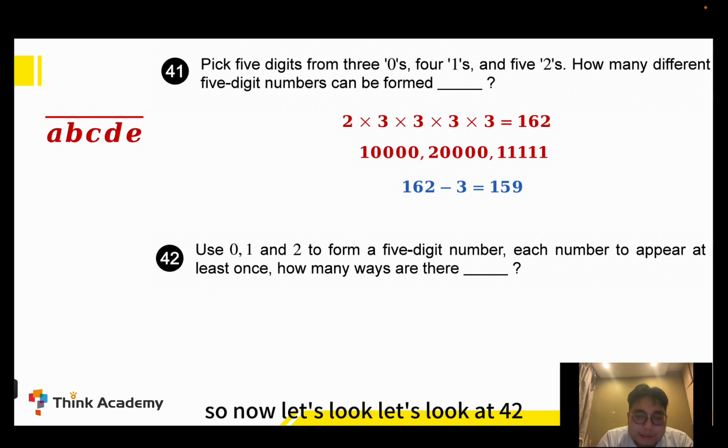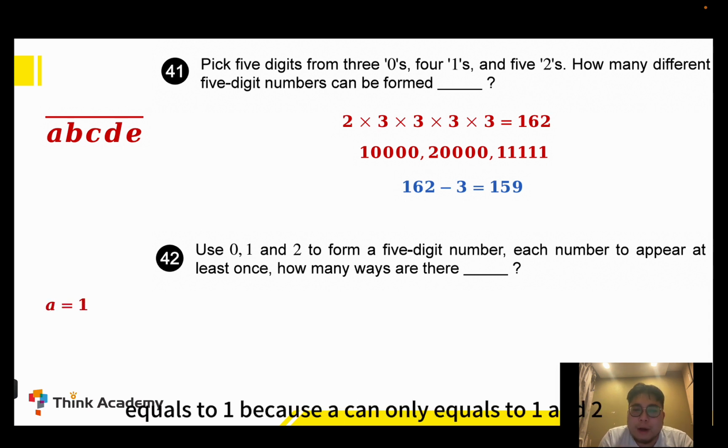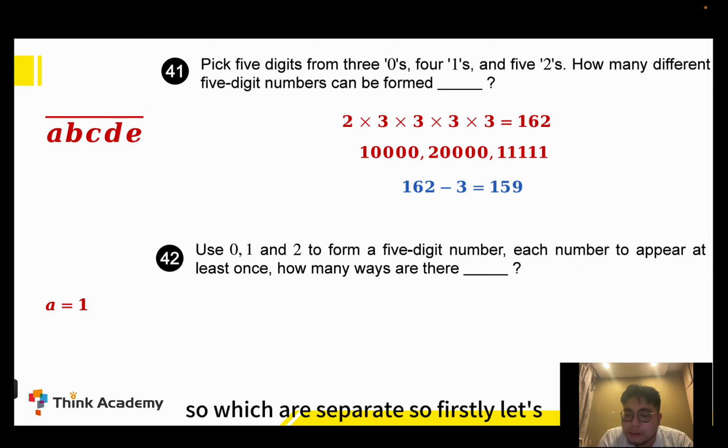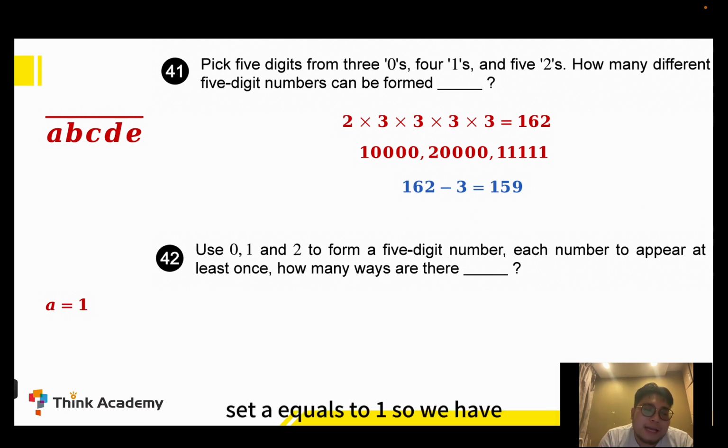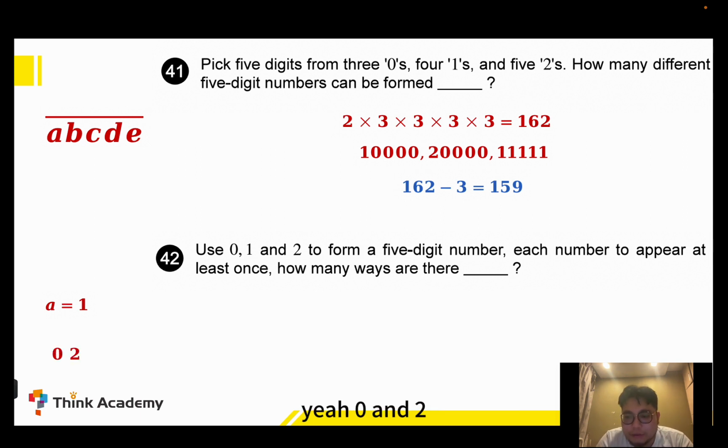So now let's look at 42. For 42, we can only use 0, 1, and 2 to form a 5-digit number, and each number must appear at least once. Firstly, A can only equal 1 or 2, so we should separate the cases. Let's set A equals 1 first. We should make sure we have at least one each of 0, 1, and 2. So which 2 numbers have we not chosen? 0 and 2. After that, I can choose randomly, because I have already met this requirement.